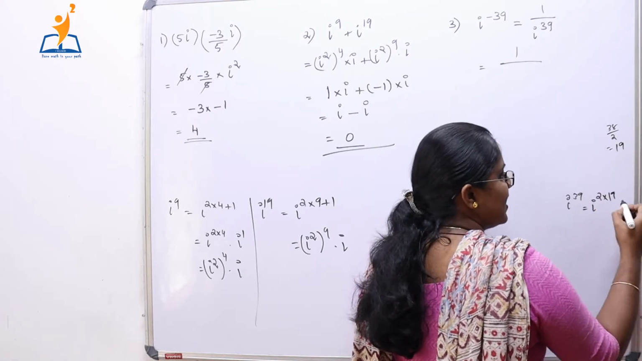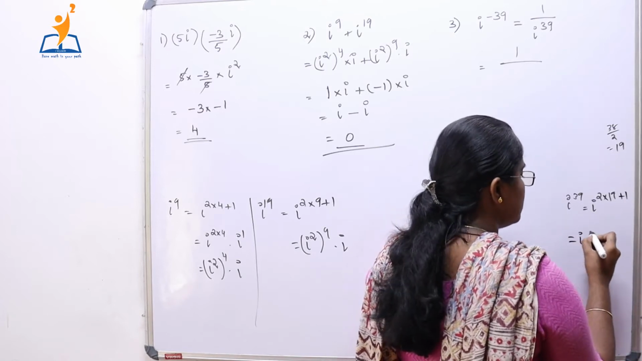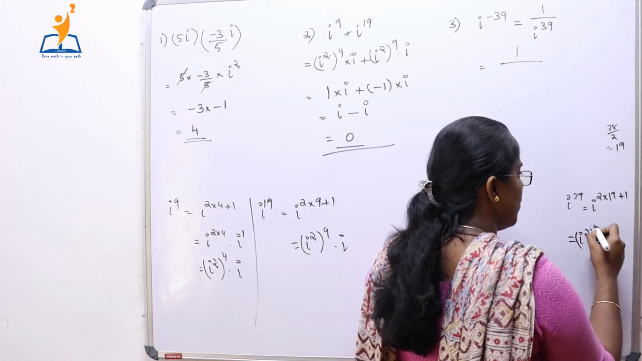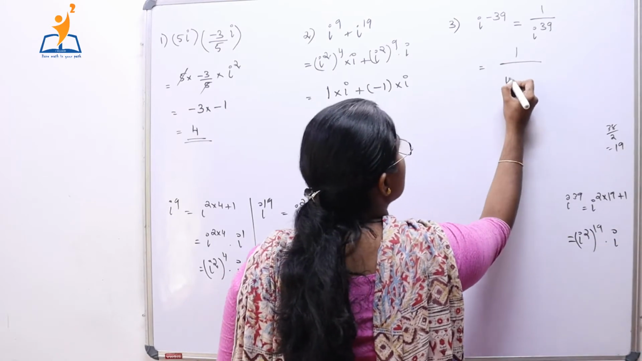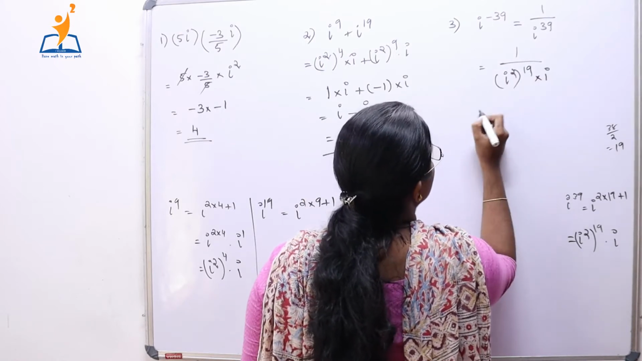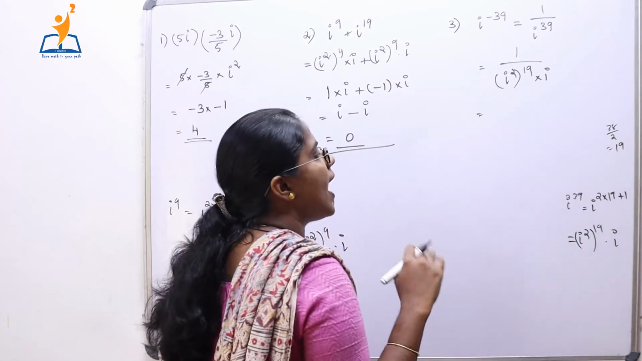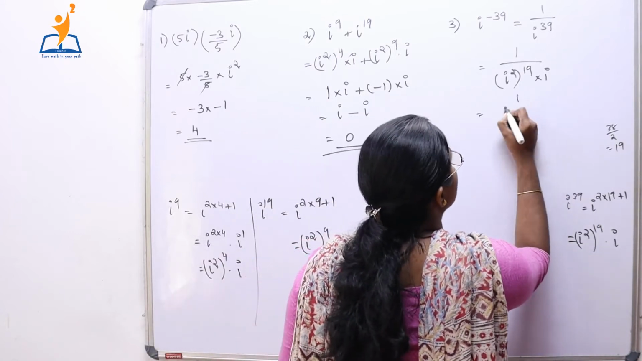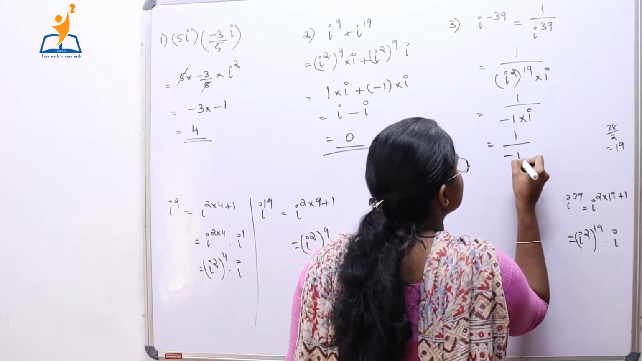2 into 19 is 38 and we want one more 1. So i raised to 2 whole raised to 19 into i. So we will write it here i square the whole raised to 19 into i. What is i square? i square is minus 1. Minus 1 raised to an odd number is minus 1 again. So minus 1 into i, which is 1 by minus i.